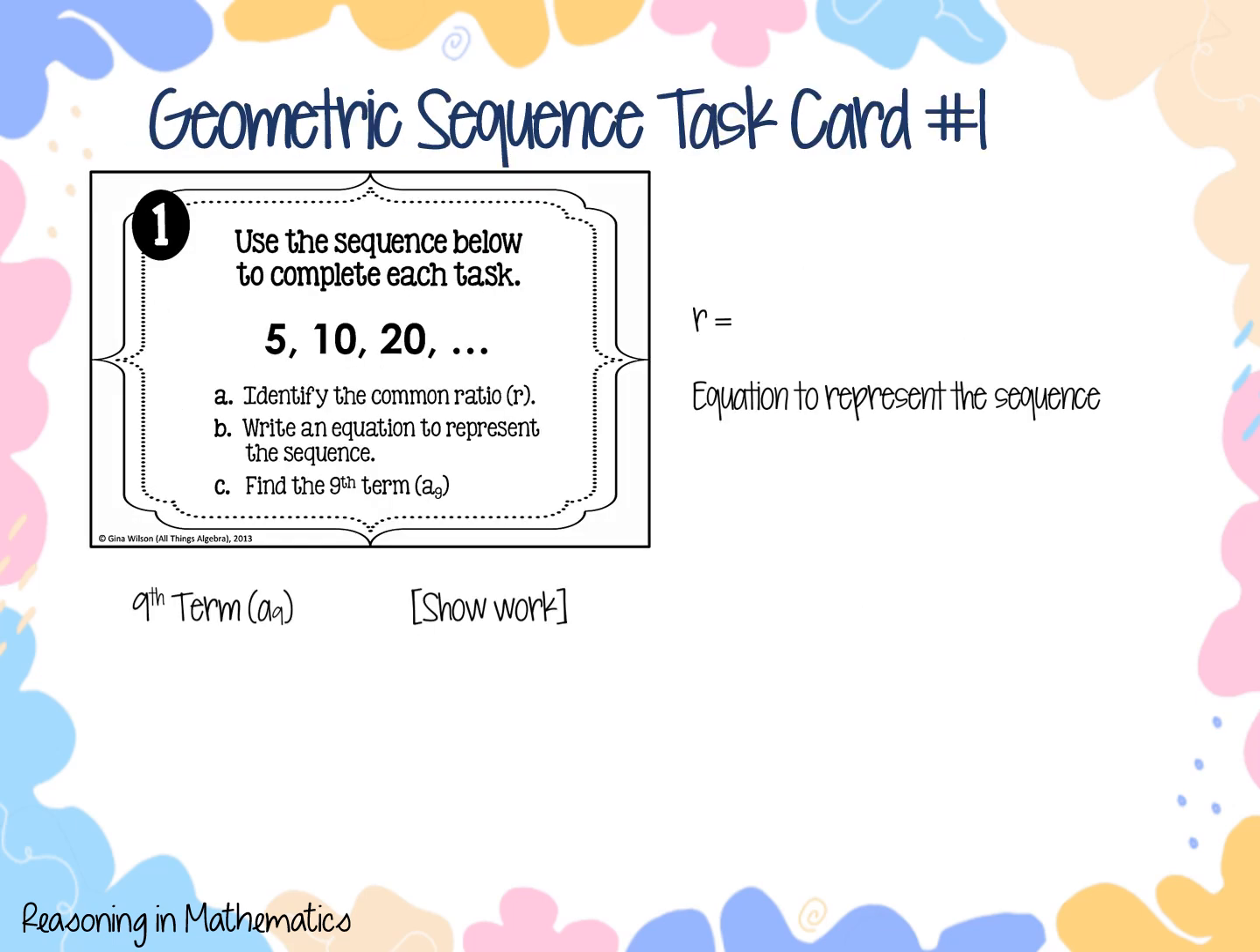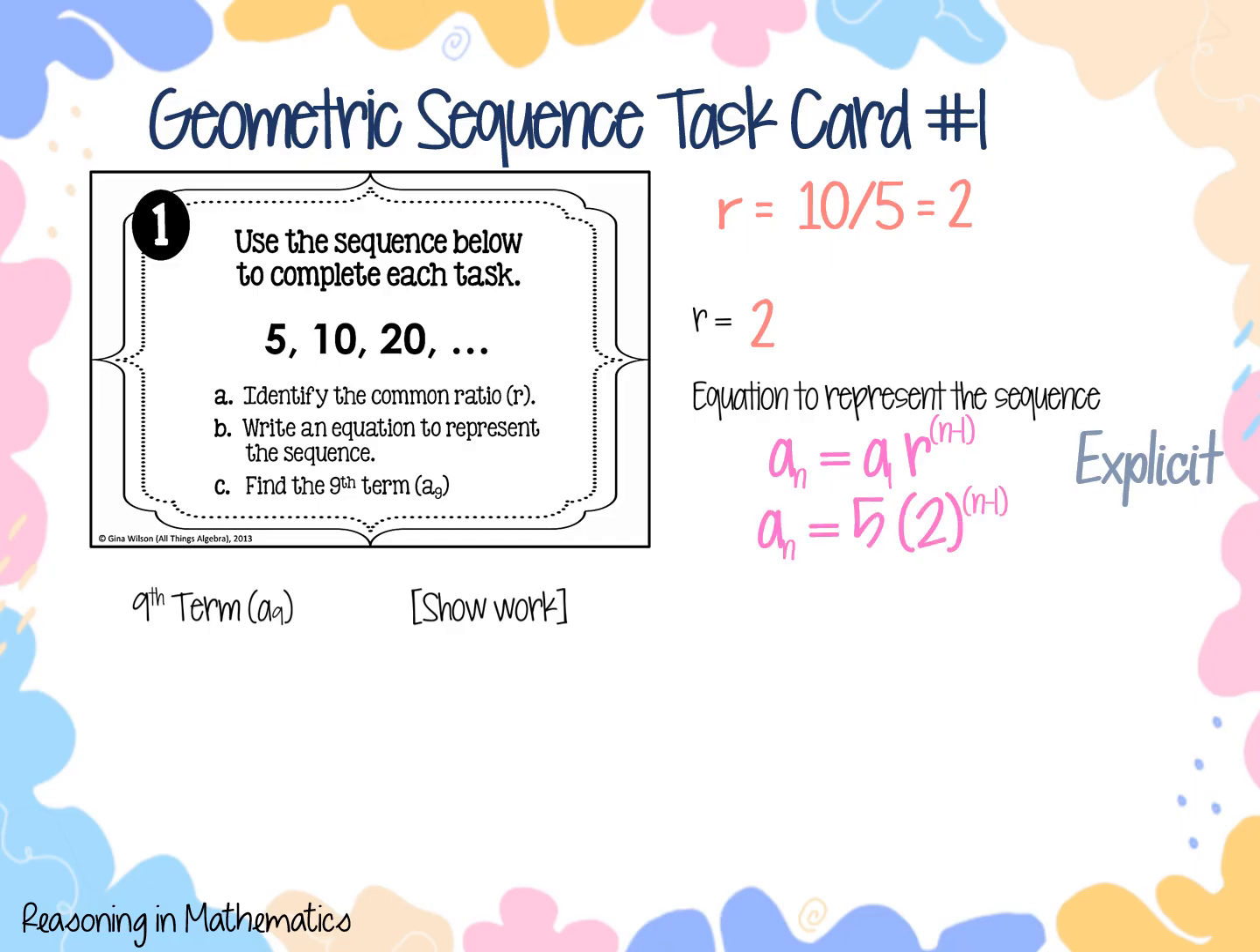Task card number 1. Use the sequence below to complete each task. We're going from 5 to 10 to 20. Let's see what our common ratio is. 10 divided by 5 is 2. Common ratio is 2. Explicit formula. Here we go. Let's plug in our values. Initial value 5, common ratio 2. And now we need to find the nth term as being the 9th term. So a sub 9, plug in 9 for the n's and calculate. You get 1,280.